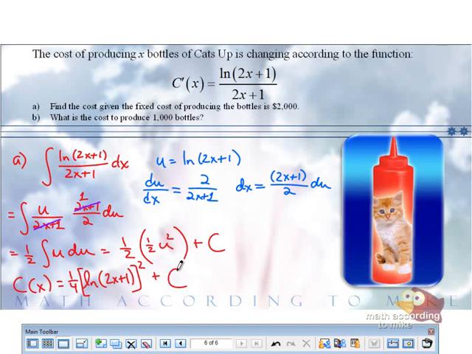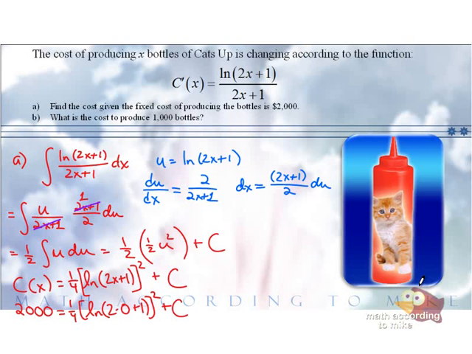So if x is 0, then C of x is 2,000. So we'll have 2,000 equals 1/4 times the natural log of 2 times 0 plus 1 squared plus c. What is the natural log of 2 times 0 plus 1 quantity squared and then times a fourth? Because that guy is just 0. So what does that say about c? C is 2,000. Made you check. So that means C of x.